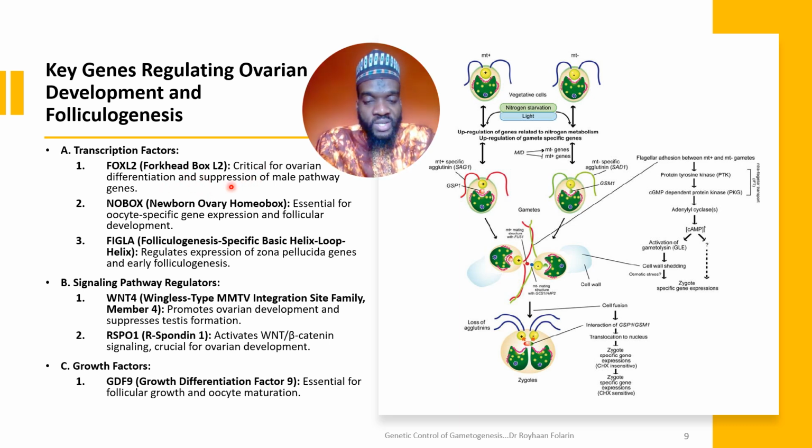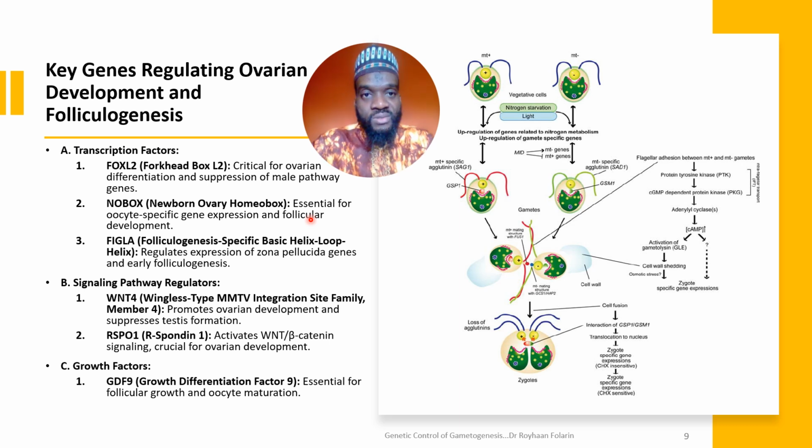It's critical for ovarian differentiation and suppression of the male pathway genes so that this really expresses a female gamete. So that's why it's very critical for ovarian differentiation. So ovarian follicles are structures within the ovaries that contain the developing eggs. Okay. Next we have the NOBOX, that's the newborn ovary homeobox, like I alluded to earlier, which is very essential for early stages of ovarian follicle development.